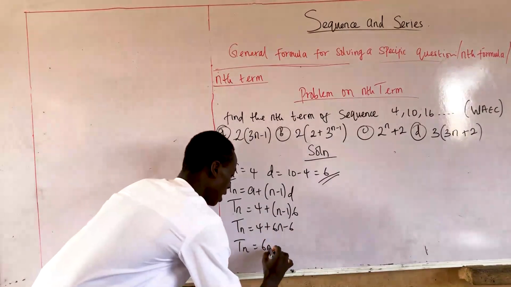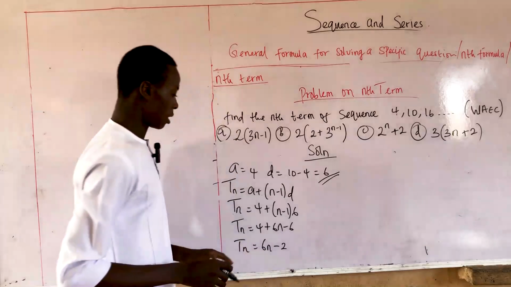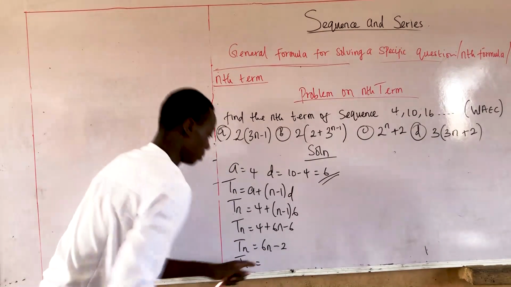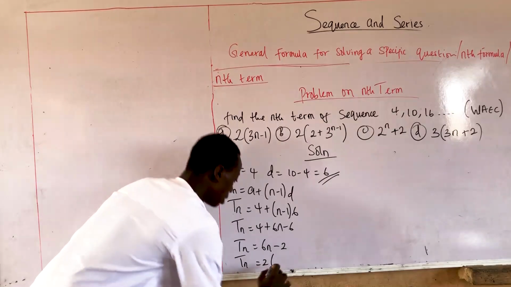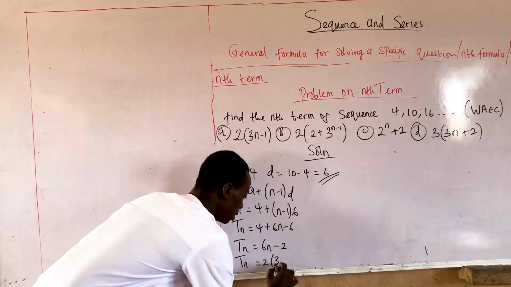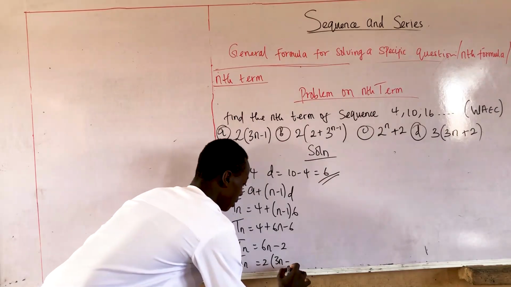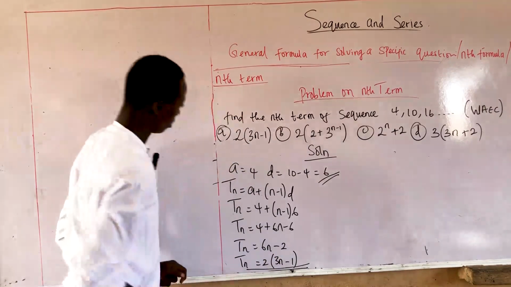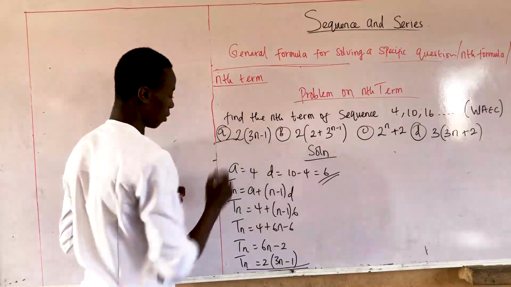So we have 6n minus 2. Now we are going to factorize. What's common here? 2 is common, right? So what number can we multiply with 2 to give us 6n? That will be 3n, right? Minus 1. So this is our answer. Yes, Option A is correct.